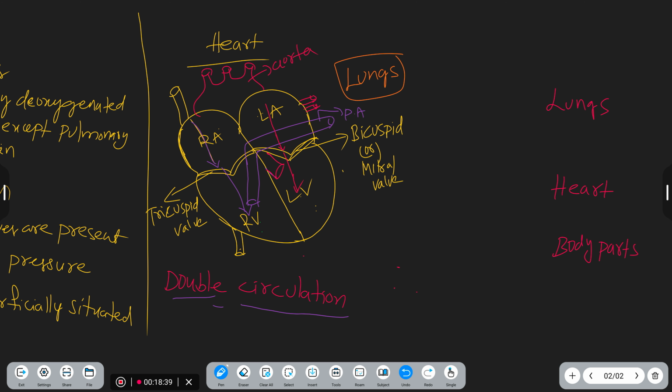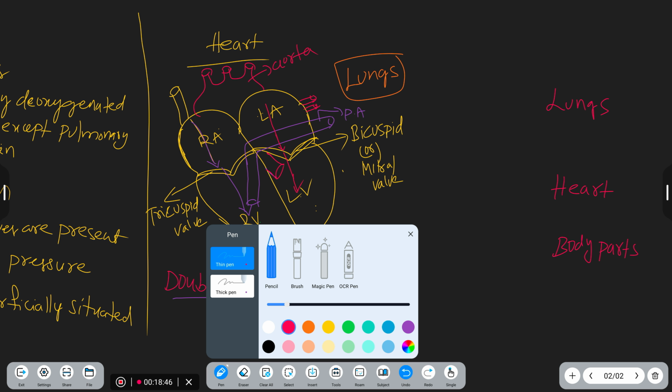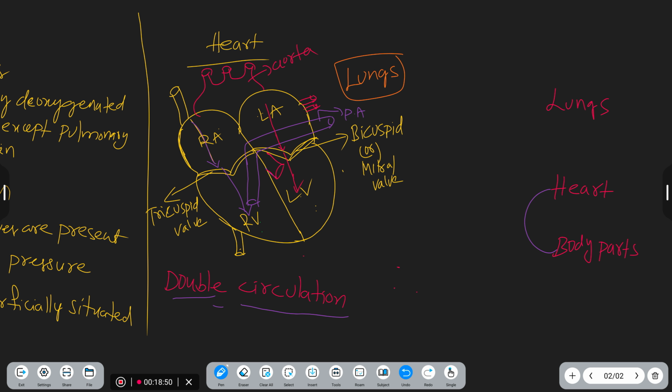Okay. So now the body parts, heart. So from the body parts, deoxygenated blood is collected by whom? From the body part to the heart, which blood vessel collects the deoxygenated blood?